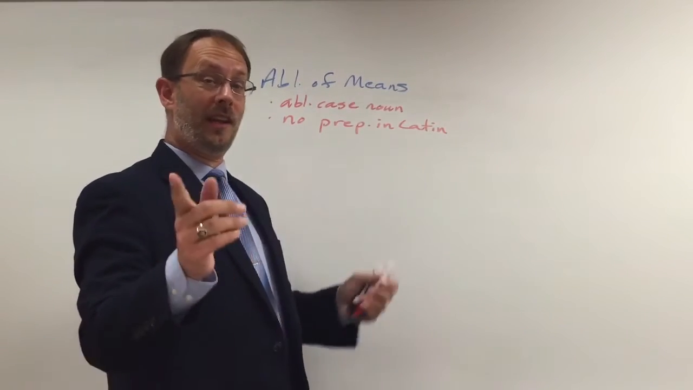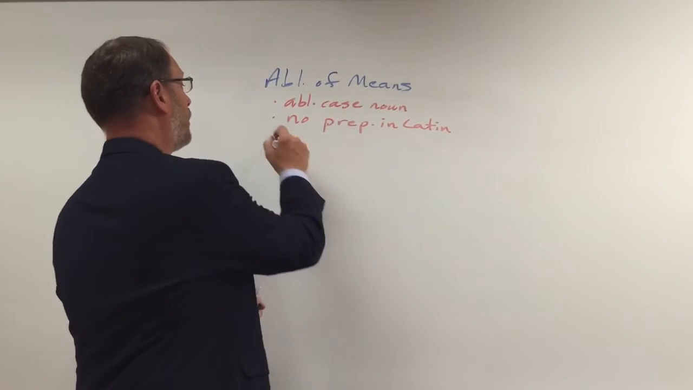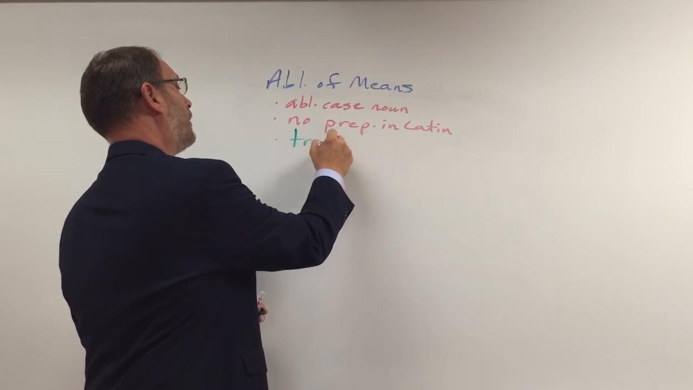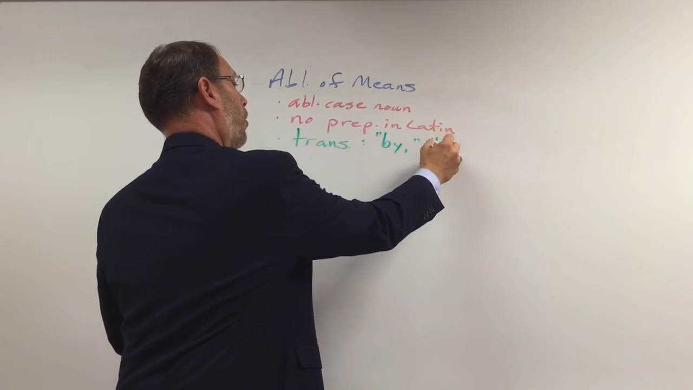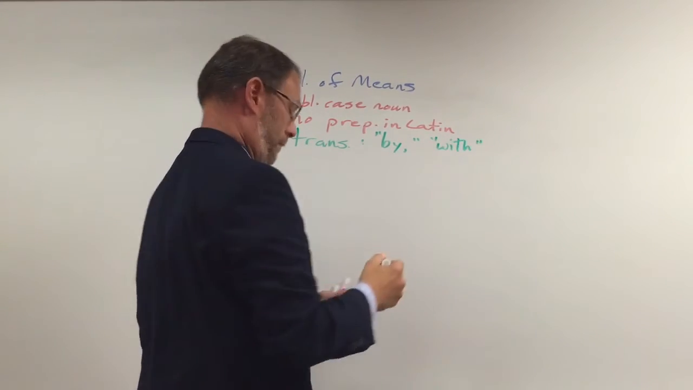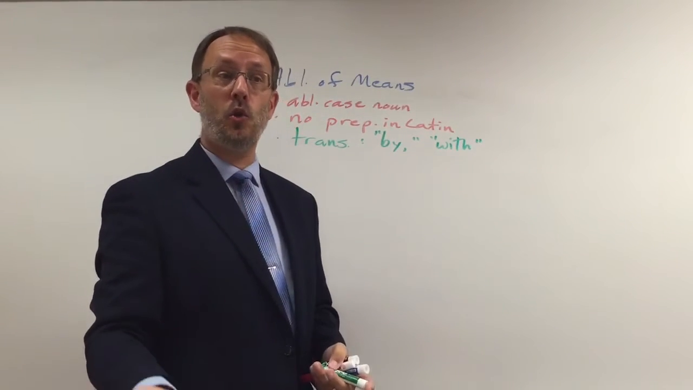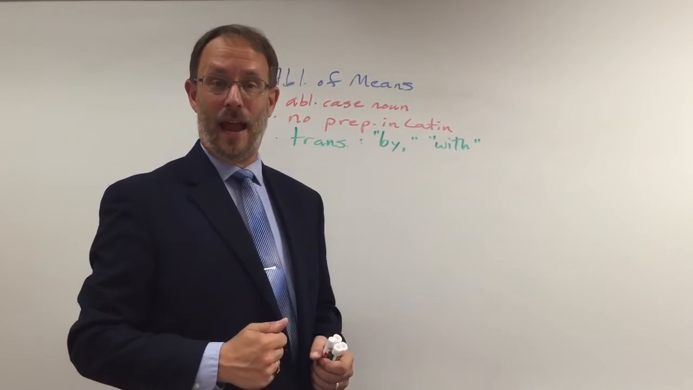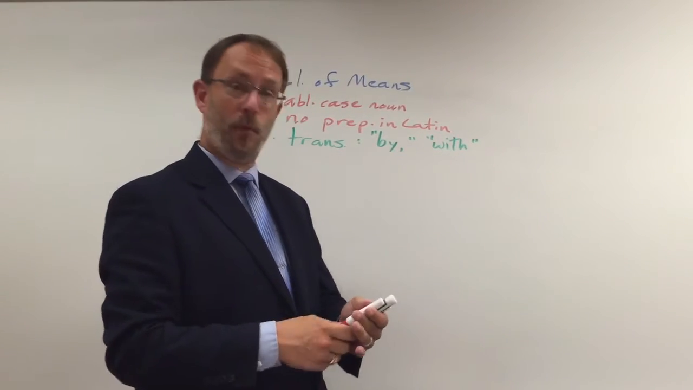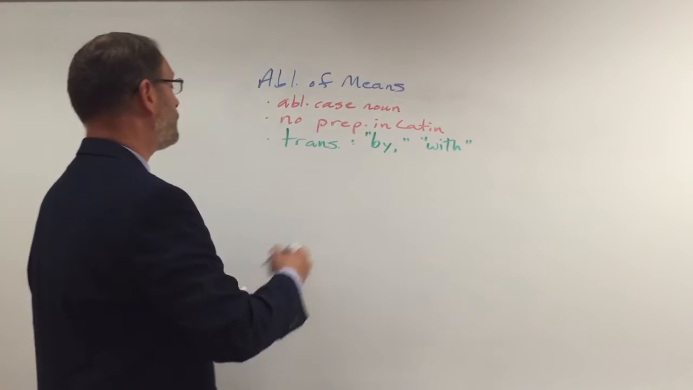So there's no preposition in Latin, but in English, we translate using the helping words by or with. Okay? So when you want to show the tool or the object with which you do something, you're going to put that in the ablative case. Let's take a quick example from some old vocabulary.